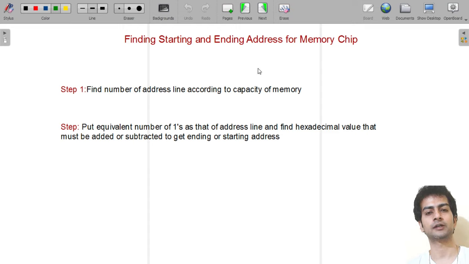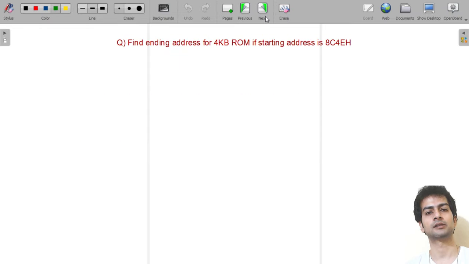So what do we have to do for it? There are two steps. First, let's take an example. We will understand these steps through an example, because if we just state the steps, you will not understand what I am trying to tell you. So let us see this concept through an example.